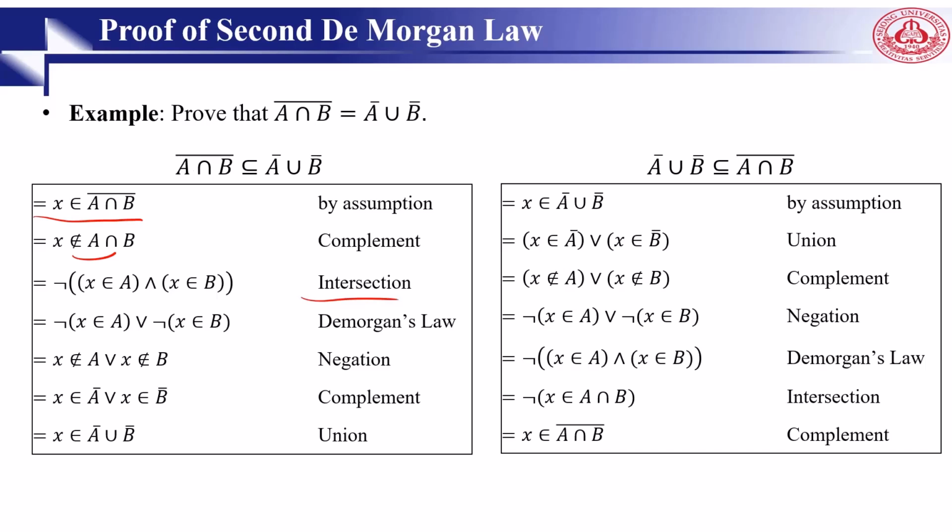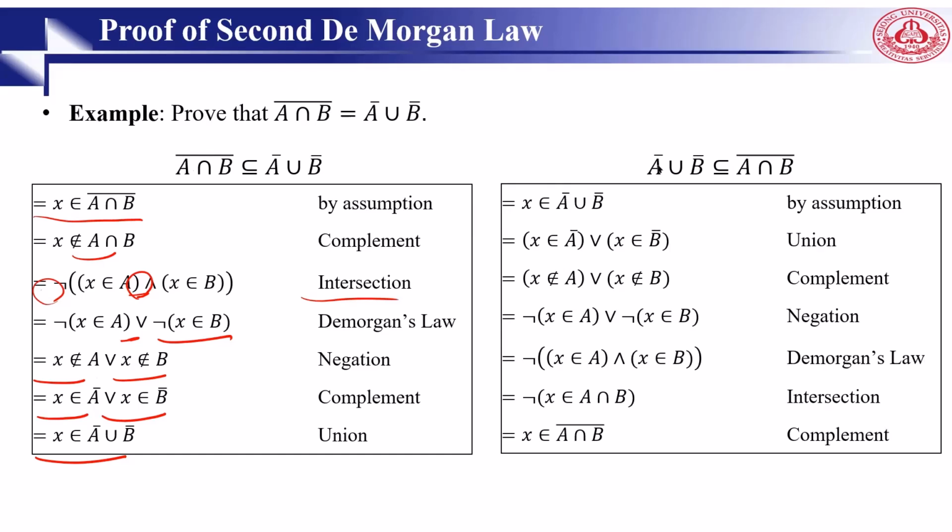Then by the meaning of intersection, we say that it means x in A and x in B, negation of x in B and x in A. Then based on the Morgan law, it means x in A. So this one, we apply this to these elements. Negation of x in A or, and has been changed, and negation of x in B. Then we apply again negation of x in A. It means x not in A or x not in B. So x not in A, it means x is in complement of A, and x not in B, it means x in complement of B. And based on the union, we can say x is in complement of A union complement B.